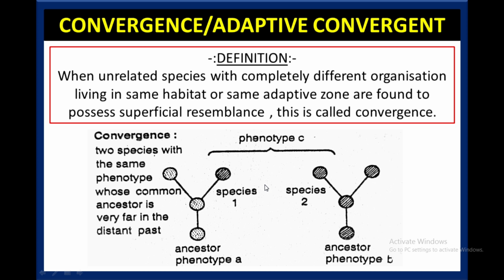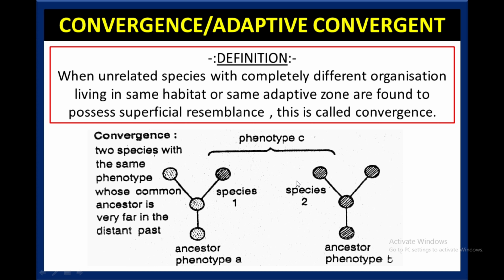In this lecture, I will teach you convergence or adaptive convergence. So let's start. Basically, when unrelated species with completely different organization living in the same habitat or same adaptive zone are found to possess superficial resemblance, this is called convergence.